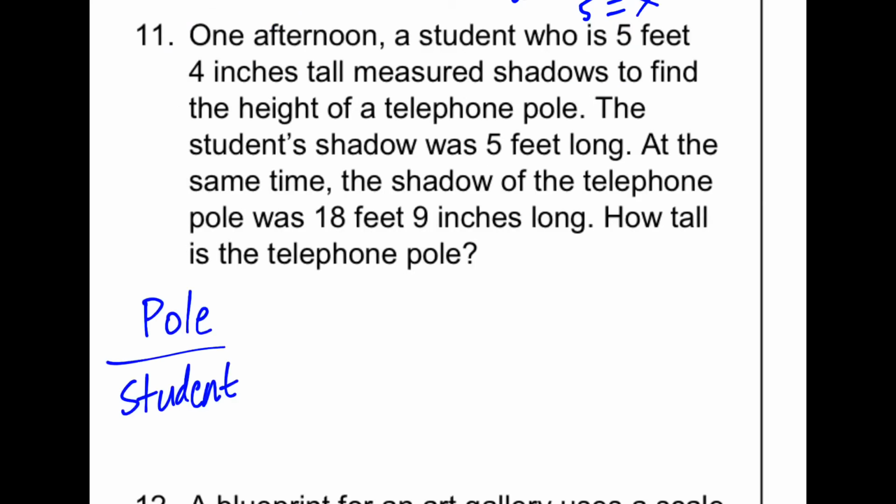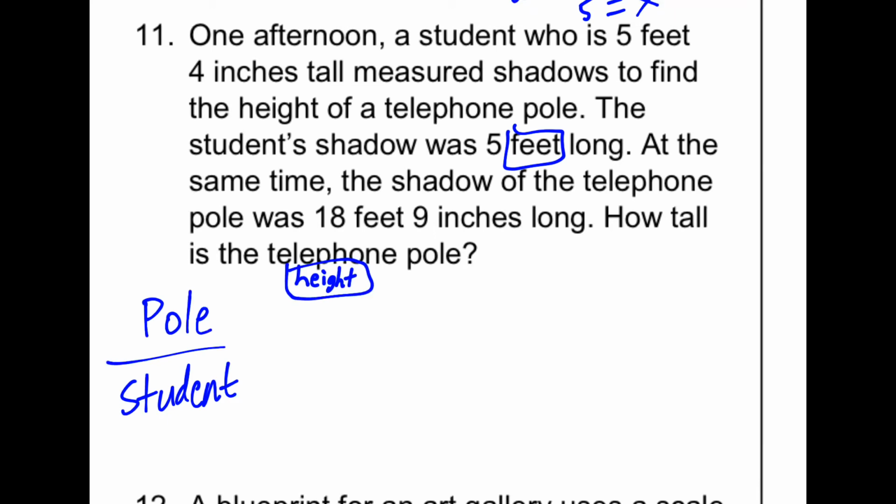So I like to start off by deciding which one I'm going to put on the top and bottom of a ratio. It doesn't really matter. I could put the student on top if I wanted to, as long as I'm consistent. The second thing I have to do is decide on a unit. Am I going to treat these all in terms of feet, or am I going to convert them all to inches? Either method will work. I think we'll go with feet here.